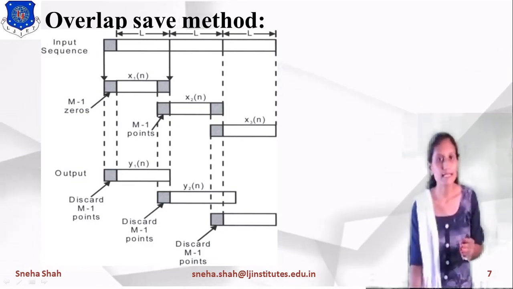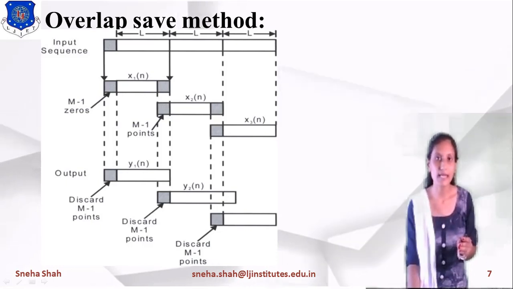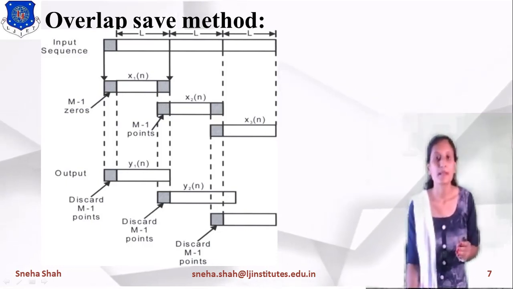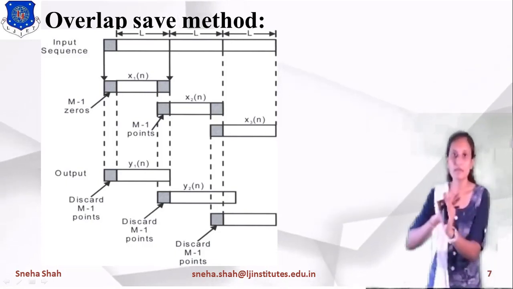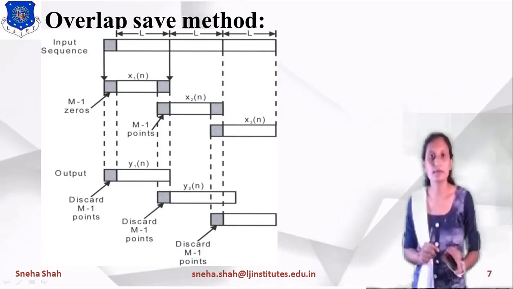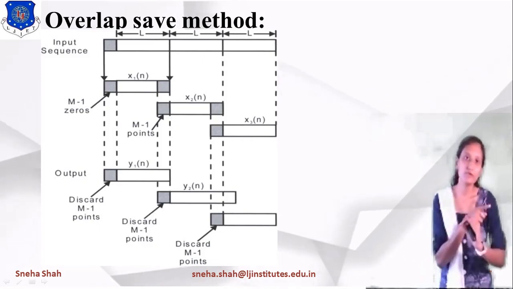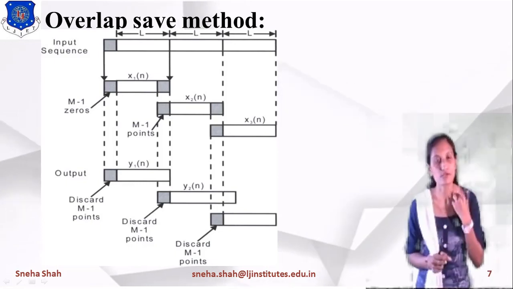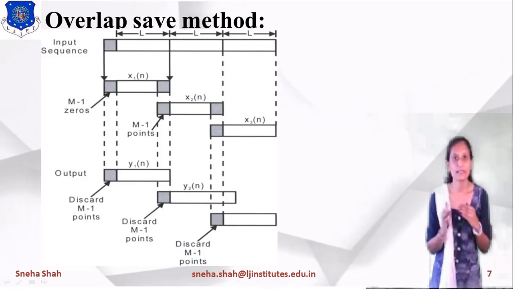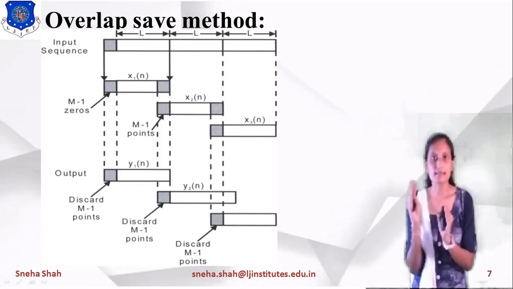So for each and every input sequence, I am adding M minus 1 zeros. Either we can add the M minus 1 zeros before the input sequence or after the input sequence. If I am applying these M minus 1 zeros before the input sequence, then it is considered the overlap save method. So for the overlap save method, we take M minus 1 zeros before the input sequence.